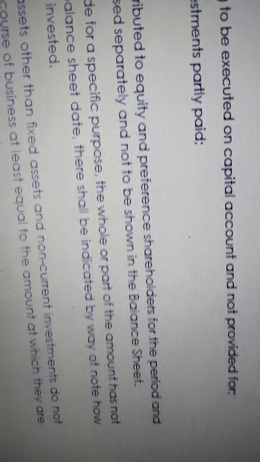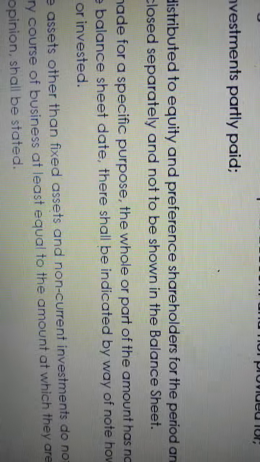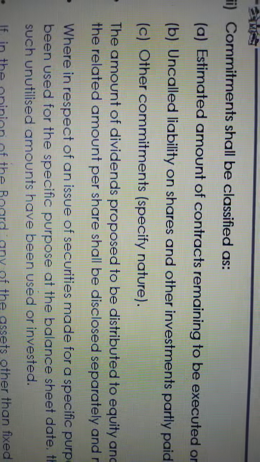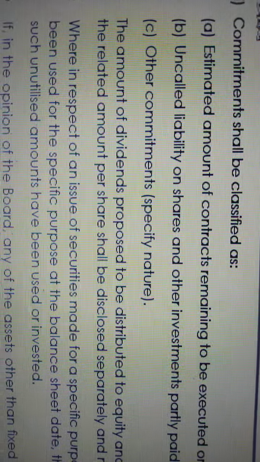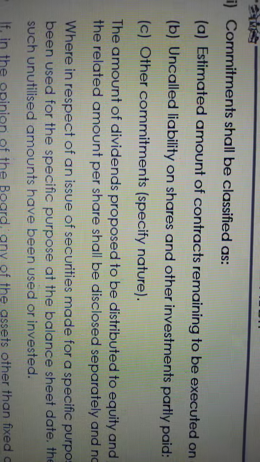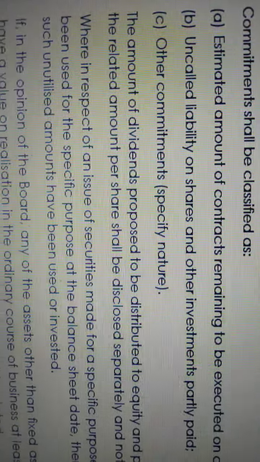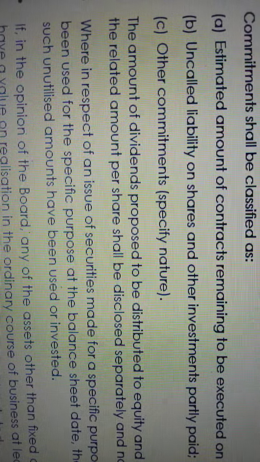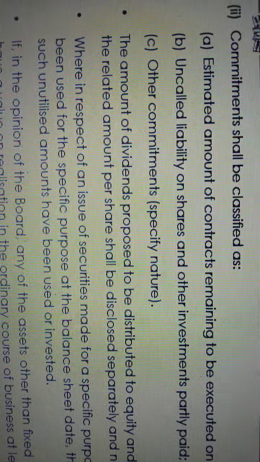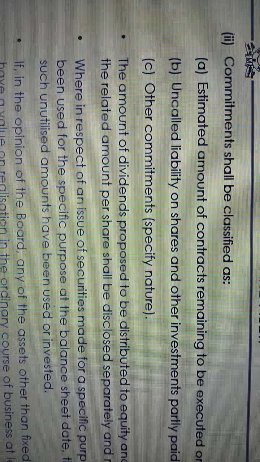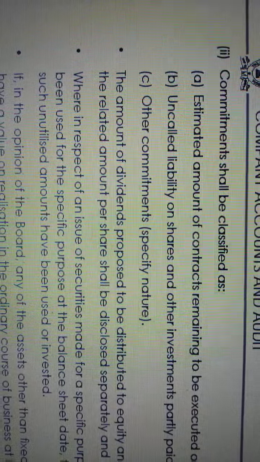This is also important. The amount of dividend proposed to be distributed to equity and preference shareholders for the period and the related amount per share shall be disclosed separately and not be shown in the balance sheet. What they are trying to say is, if it is a proposed dividend, we need not account for it inside the balance sheet. We need not make a provision. We can only provide it in notes to accounts. That is enough. So proposed dividend should be part of your notes to accounts. It should not be accounted inside the balance sheet. It should be presented external to the balance sheet, and below the balance sheet we have to write it as notes to accounts. There should not be any effect inside the balance sheet.